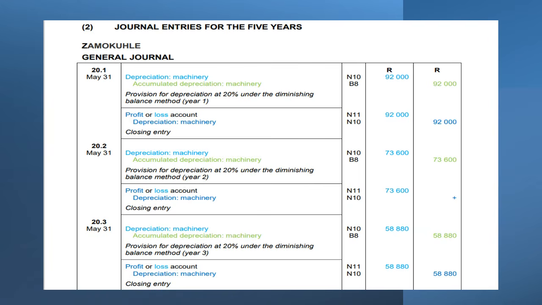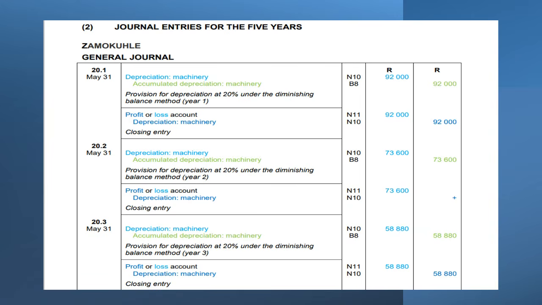Here, I'm just showing you what journal entries you will have processed for the next 5 years. I just selected the first 3 years to show you, because you will do it yourself. It will be the same, it's just repetition. In year 1, we said the depreciation was 92,000. So how are you going to record that? You debit the depreciation, then you credit what? Your accumulated depreciation of how much? Of 92,000, in year 1.